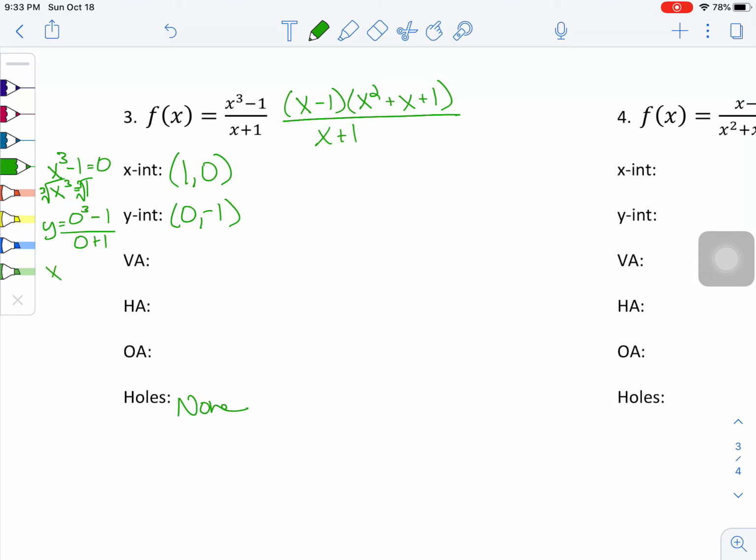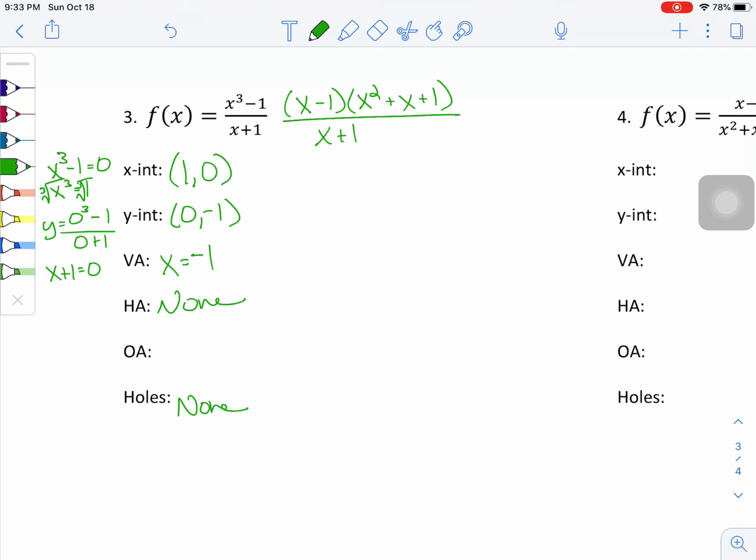Vertical asymptote. Set the denominator equal to 0. So x is equal to negative 1. We're going to take a look at our horizontal versus other asymptote here, and we want to look at the degrees. So we have a third degree over a first degree, which means there is no horizontal asymptote. You have an other asymptote here.